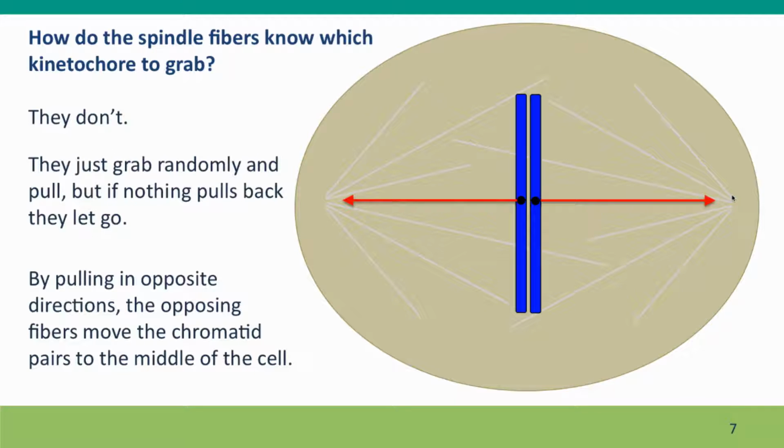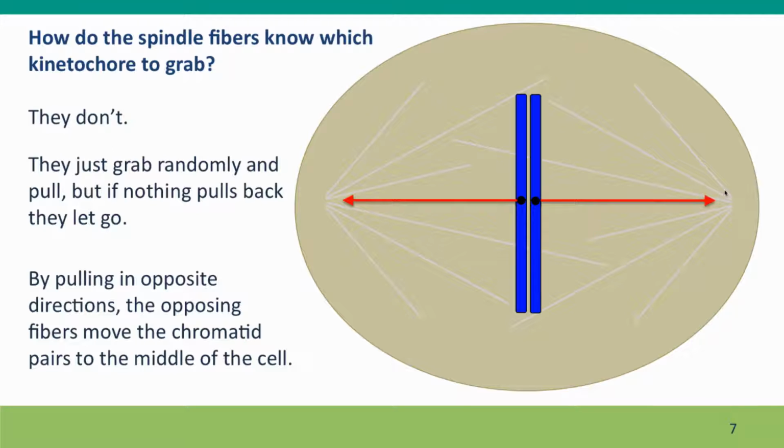So if the two kinetochores get attached to by spindle fibers from the same side of the cell, they're both pulling in the same direction. There's no tension on the kinetochores. And if there's no tension, then the spindle fibers let go. It's only if tension is established, that one fiber is pulling from one side, the other fiber is pulling from the other side, only then do we get a secure attachment of the fibers to the kinetochore.